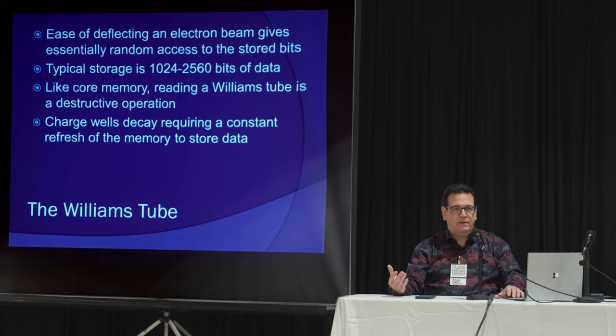And like core memory, reading a Williams tube is a destructive operation, so every time you read a bit off of the Williams tube, you have to then go back and write it again, because detecting whether a charge well is present or not is destructive. So if you read it, you have to recreate the charge well that represented the stored bit. And a charge well also has to be constantly energized. If you drop power, then all the memory is lost. So it's a volatile memory. It's not non-volatile, unlike core memory, where, if the power is lost, the magnetization of the individual cores remains.